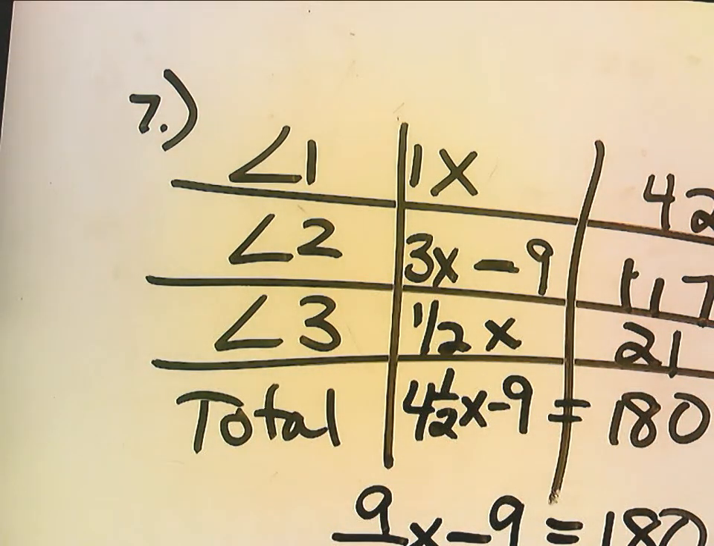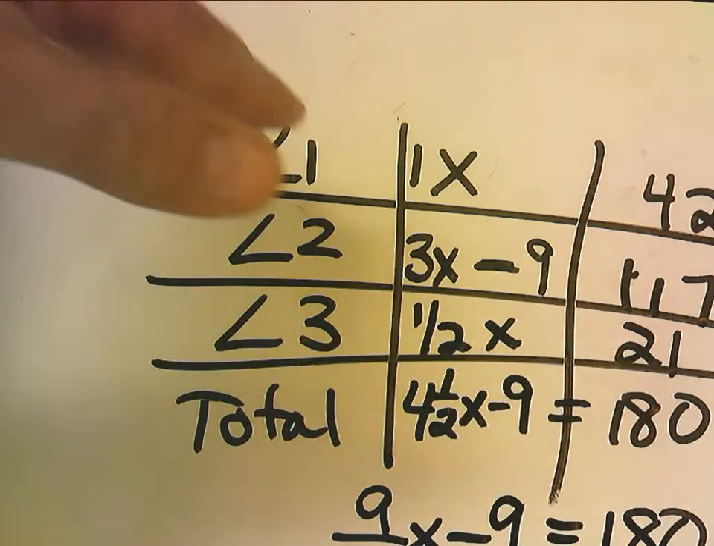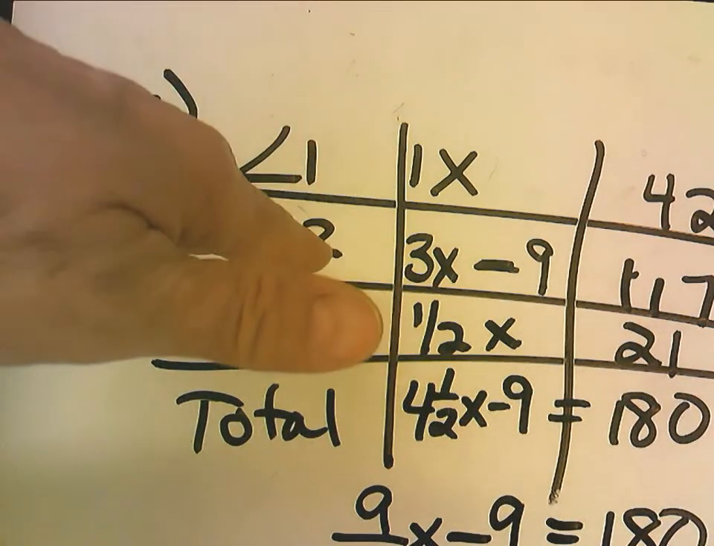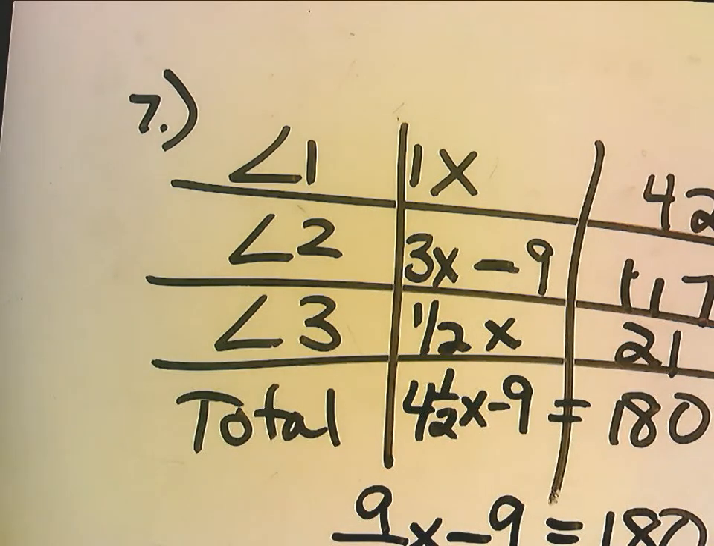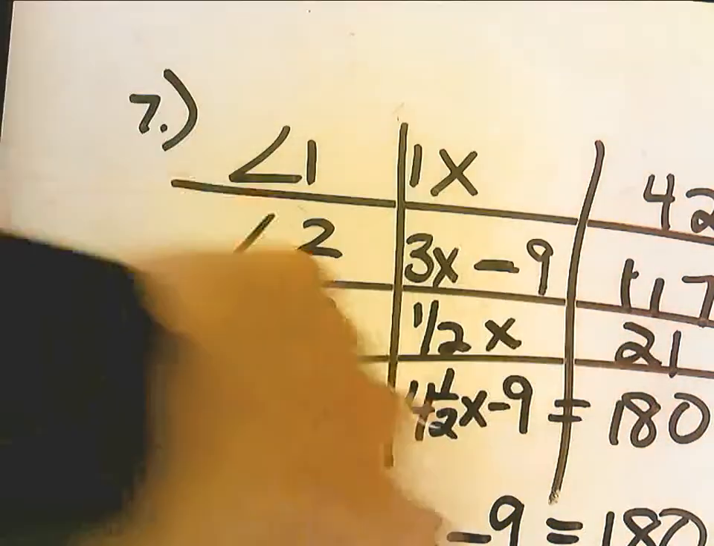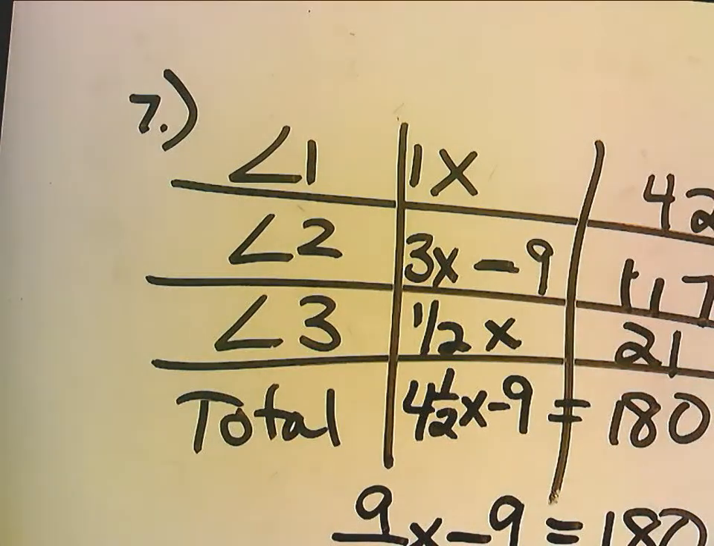So again, what you're doing here is you're always setting angle 1 plus angle 2 plus angle 3 equal to 180 if it's talking about a triangle. And then you do what you can about the relationship information it gives you to define your unknowns.